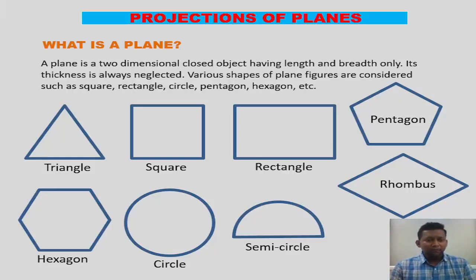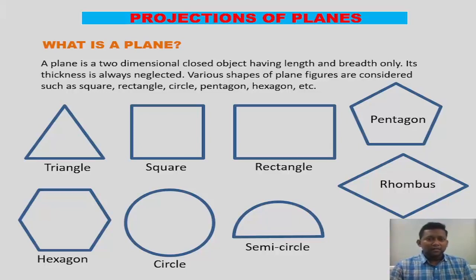Here I have put up some examples of planes depending upon their geometrical shapes. The first one is triangle, then square, rectangle. These are the basic shapes which we already know from school. In geometrical constructions we might have drawn all these geometrical figures: triangle, square, rectangle, pentagon, rhombus, hexagon, circle and semicircle. These are some of the geometrical shapes which we are going to use.